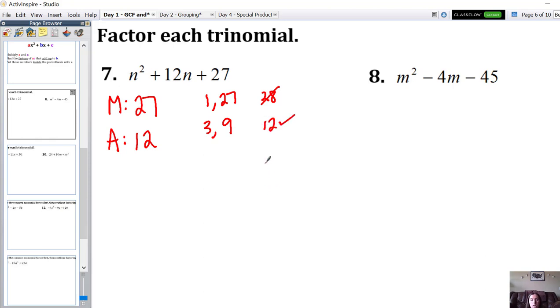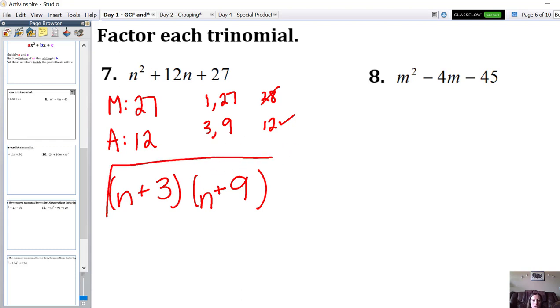That's what we want. So now I'm going to put my parentheses. And at the beginning of each parentheses, I'm going to put the variable that we're working with. So here we've got n. And then I'm going to put the two numbers that I decided are the factors of 27 that add up to 12. Since they're both positive, I'm going to put plus and plus. And then my numbers are 3 and 9. Now in this situation, it doesn't matter which order you put your factors in. You could have also written n plus 9 and n plus 3. It doesn't make a difference which order you put it in, but those are our factors.